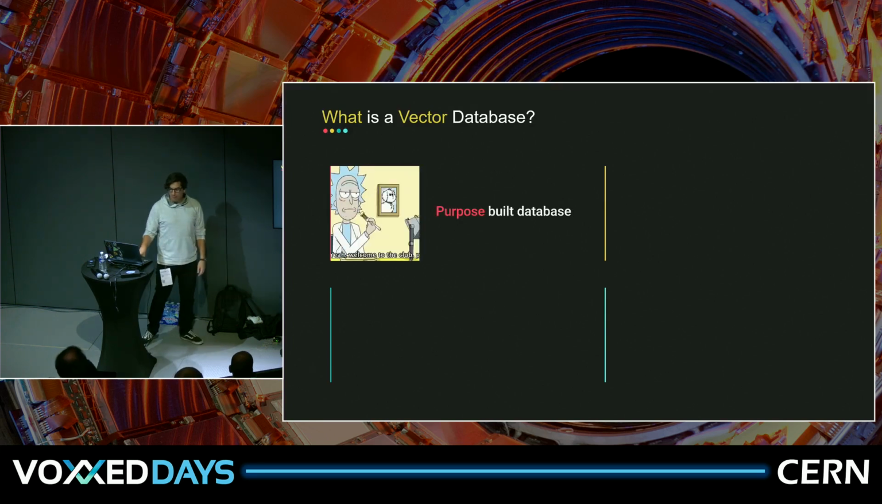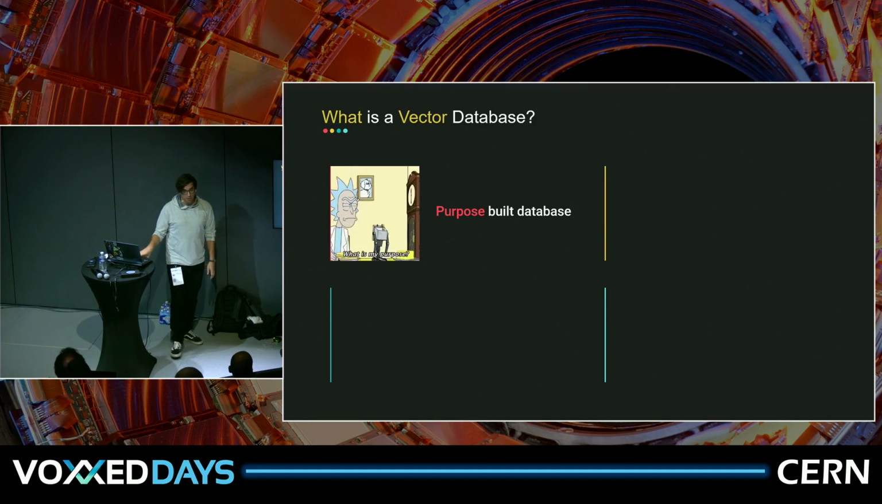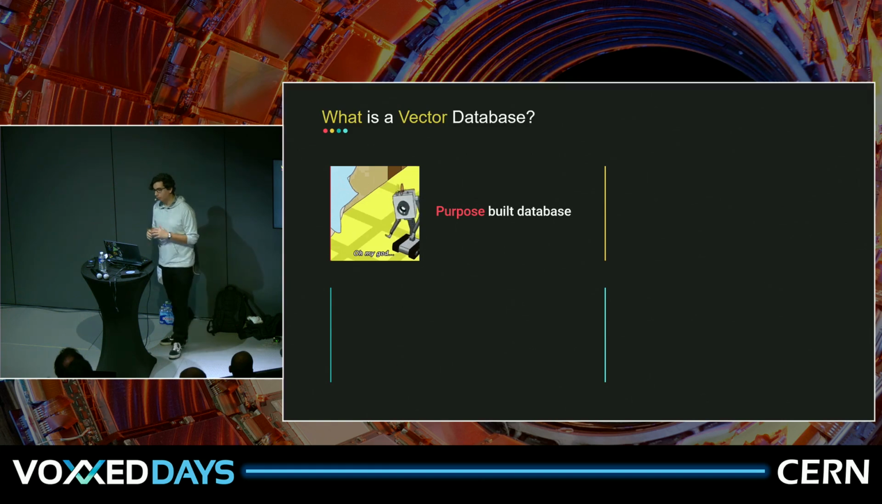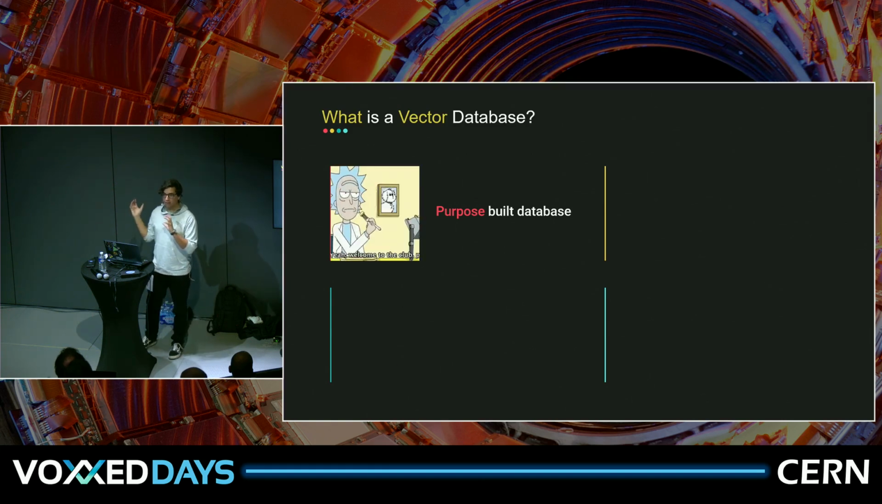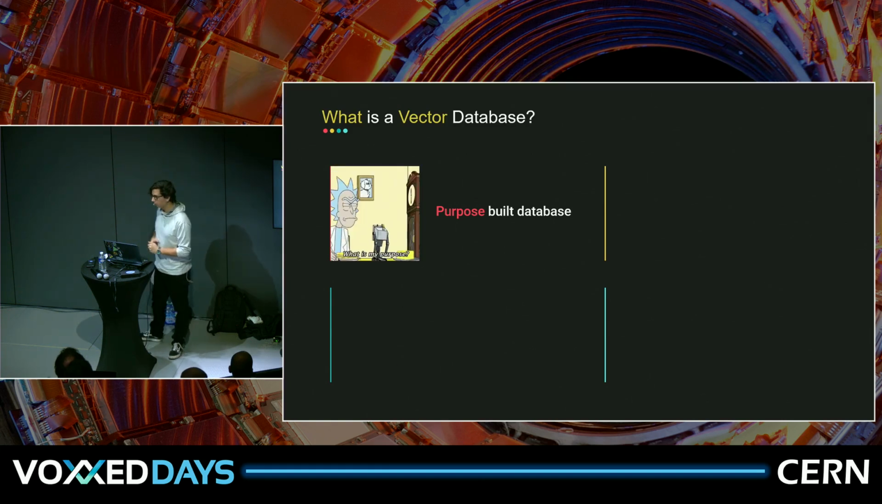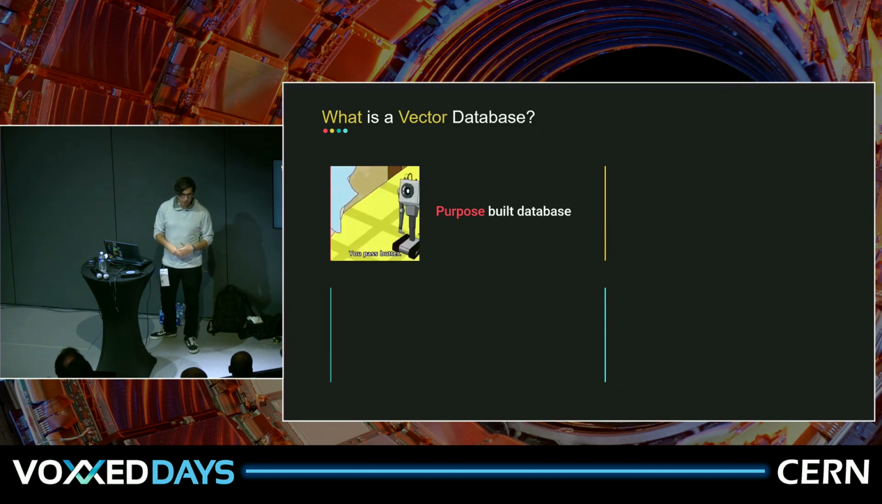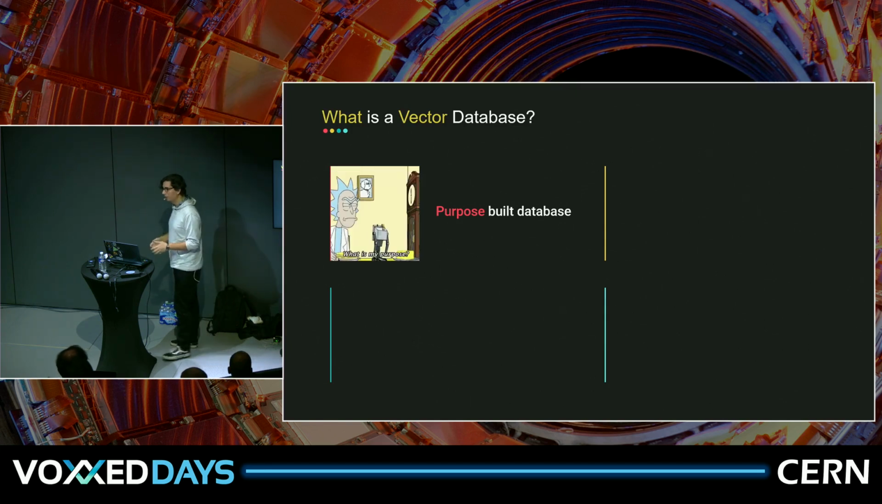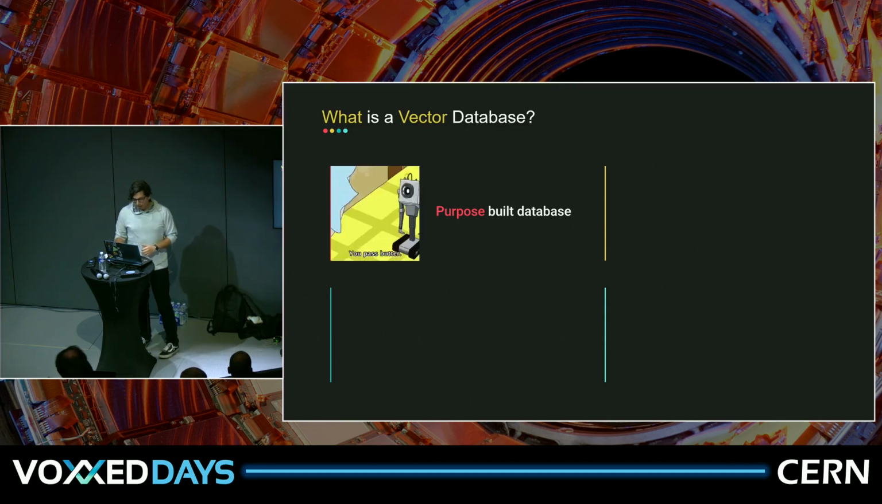A vector database is really a purpose-built database. It has only one purpose, and that purpose is to store vectors and retrieve those vectors as quickly as possible. Do not use it as a time series database. Do not use it as an event sourcing database or something like that. Is it possible? Sure, everything is possible, but you really don't want to go there.